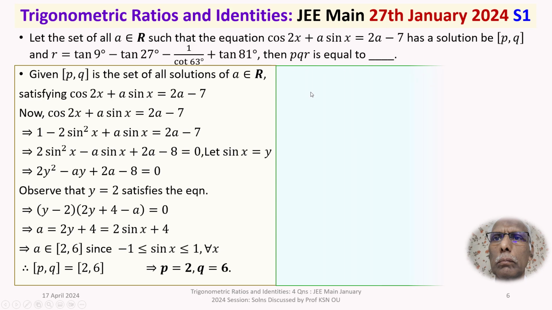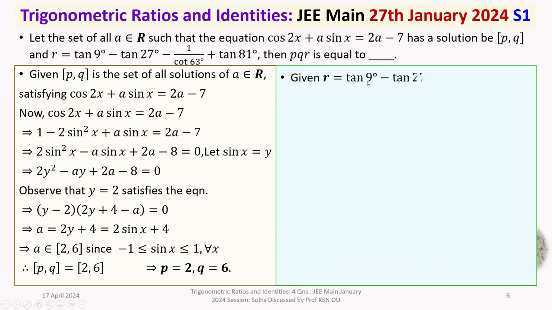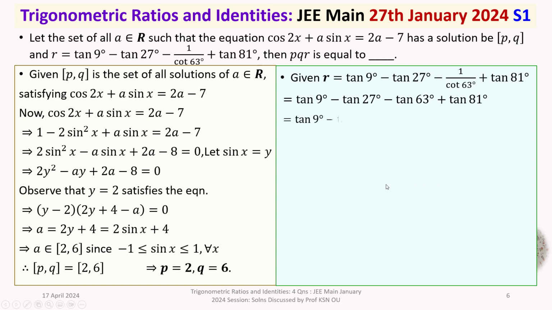R is given to be tan 9 degrees minus tan 27 degrees minus 1 by cot 63 degrees plus tan 81 degrees. The first step we write is 1 by cot is tan, so we write minus tan 63 degrees. All the remaining things are same. Agreed. For tan 63 we write tan 90 minus 27. For tan 81 we write tan 90 minus 9.